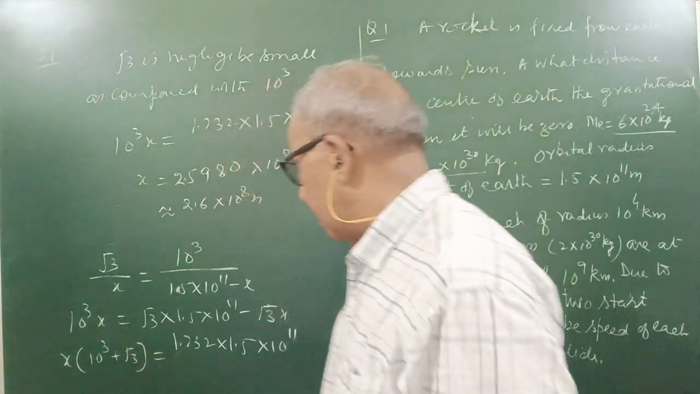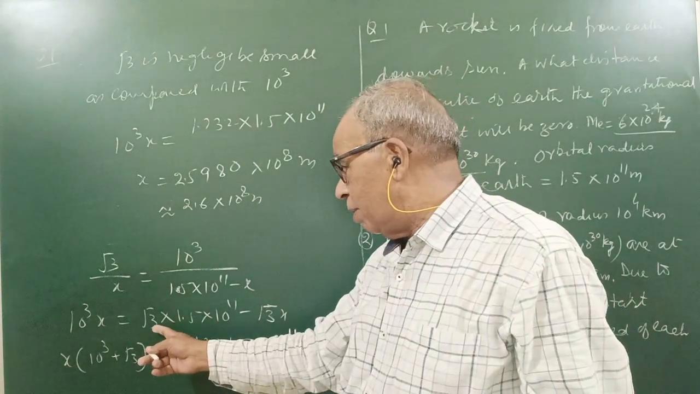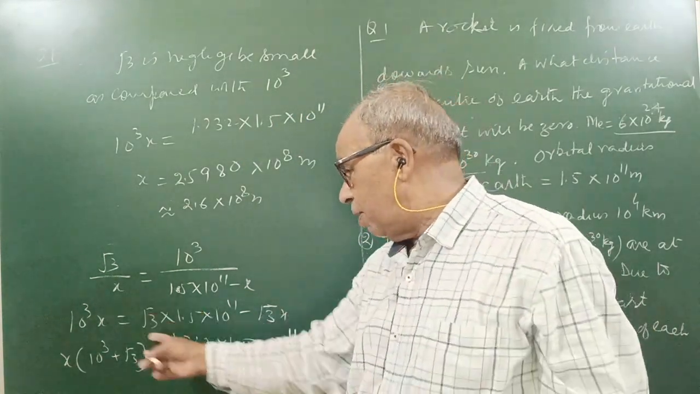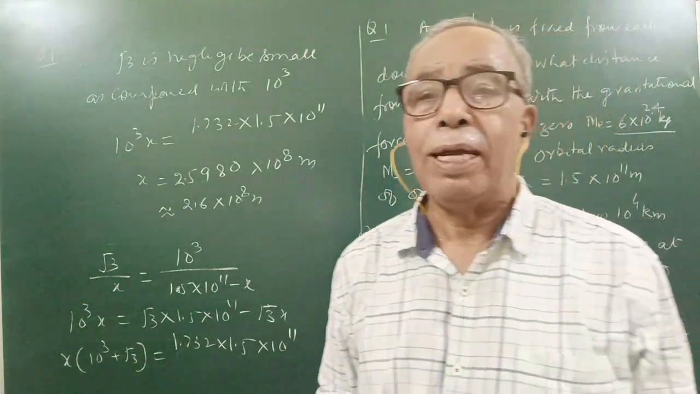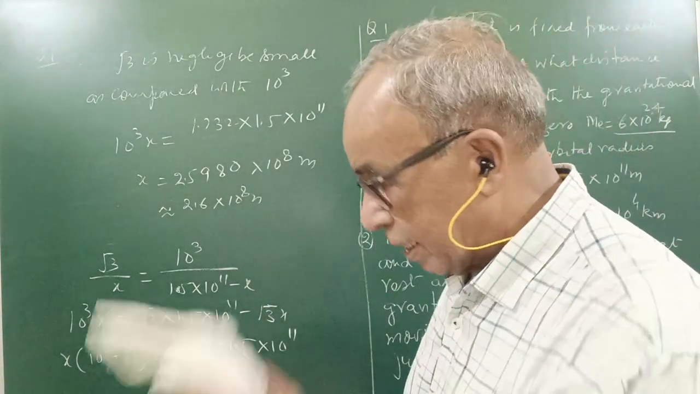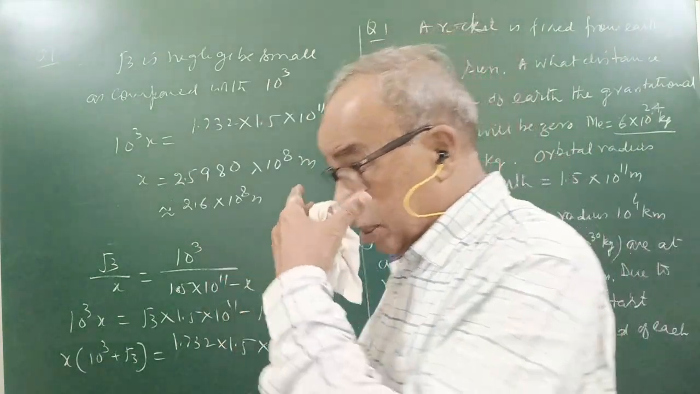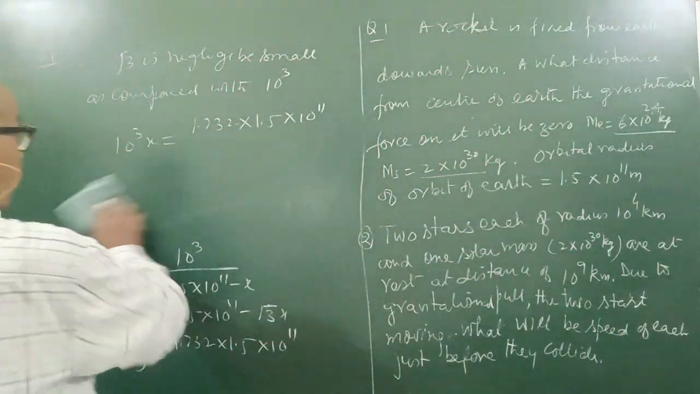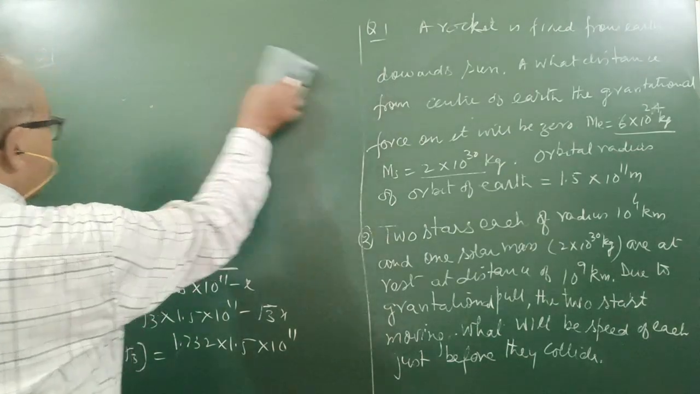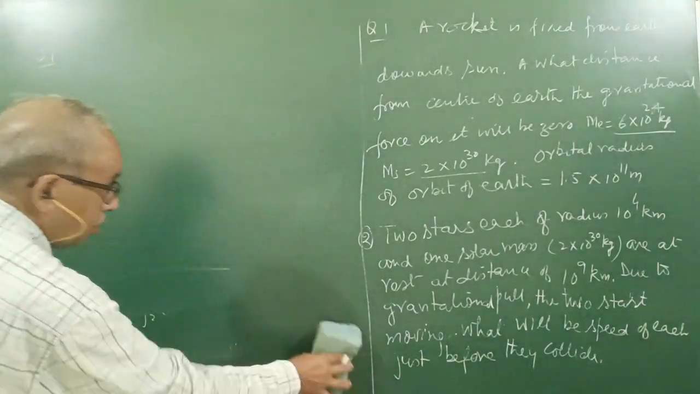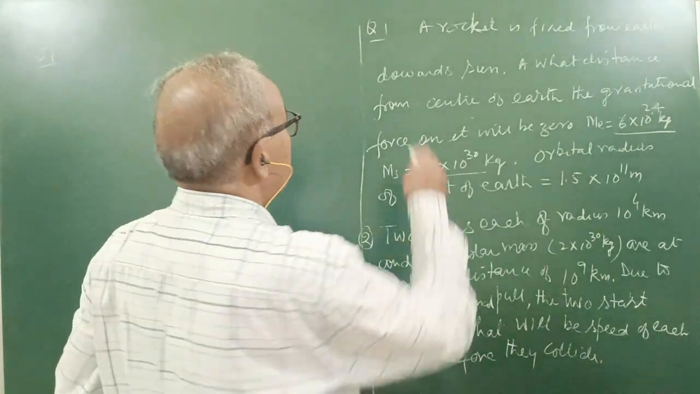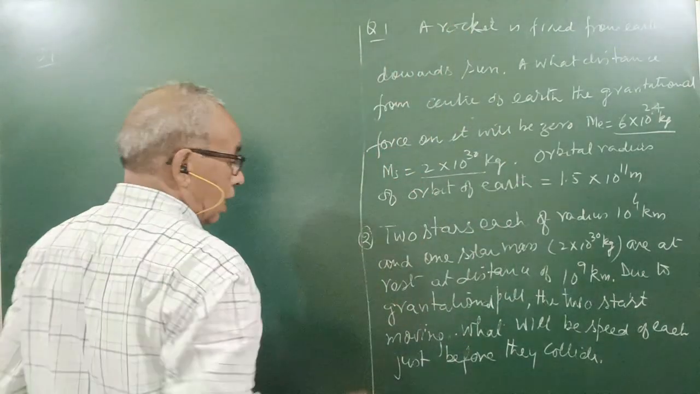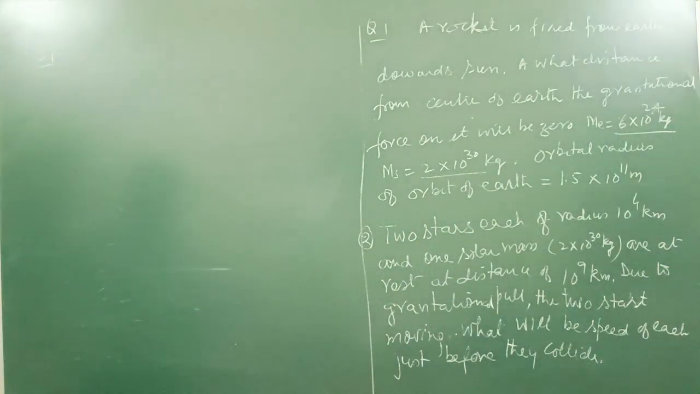Therefore, you can say here that root 3 is negligible. No, it is multiplication here, but it is addition there. So while adding or subtracting, we can neglect; in multiplication, we can't. Now, the second question is a very good question. These questions are from the NCERT book. You have listened to it.